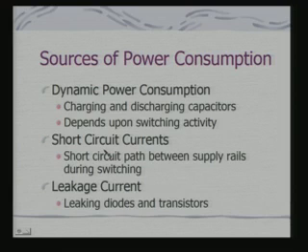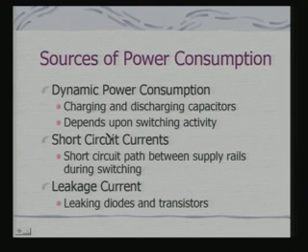Second source is short circuit currents, because of short circuit paths between supply rails during switching. When the transistor switches, there is a short circuit current between the supply rails, and there would be a peak current flow, and that would also be a source of power consumption. The last point is leakage current, that is, leaking diodes and transistors. Even when it is not switching, there will be current leakage through these diodes and transistors. So, in a circuit, these are the basic components and the sources for consumption of power.